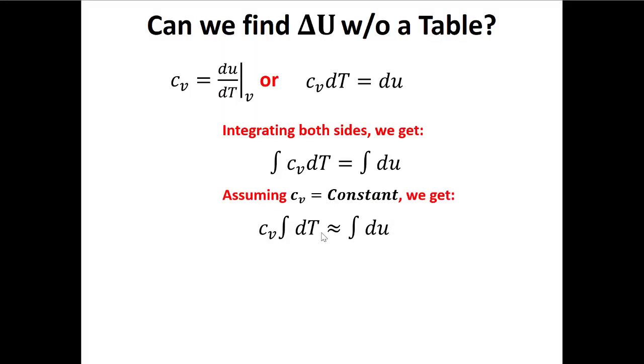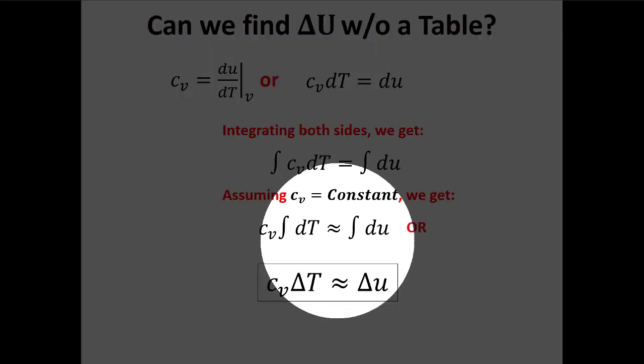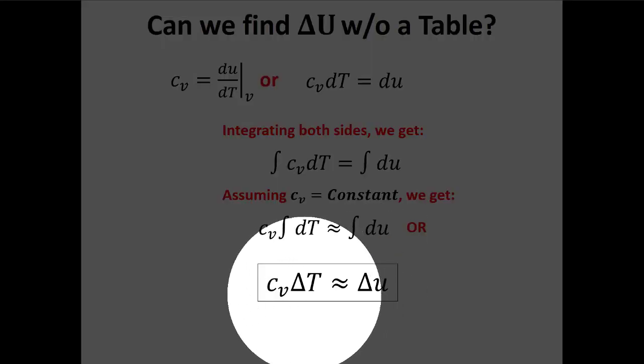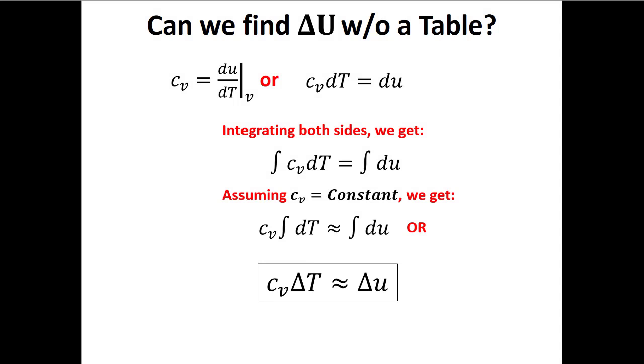Now we can integrate both sides. The integral of dT is just delta T, and the integral of du is just delta u. So we get something that looks like this: the change in the specific internal energy, if we have a solid or an incompressible liquid, is going to be equal to CV times delta T. So this equation is pretty good.